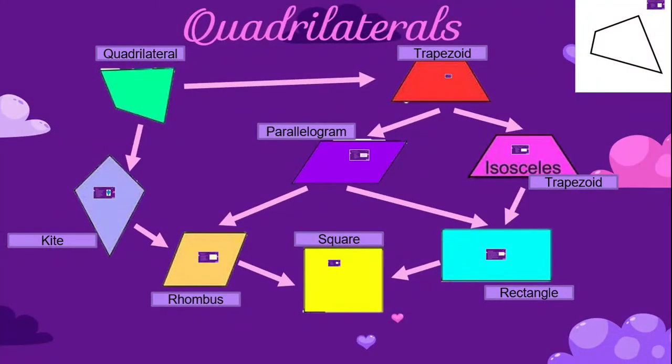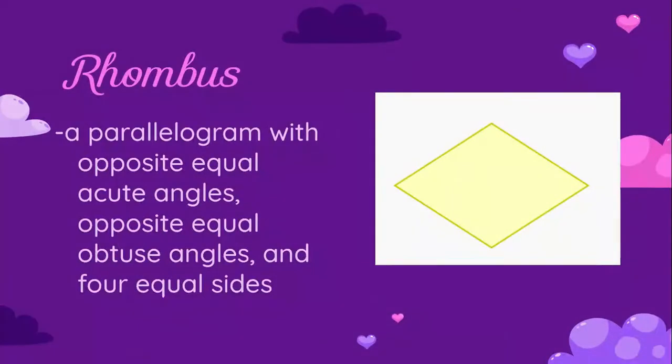We have the next kind of kite and parallelogram, which is the rhombus. So what is a rhombus? It is a parallelogram and a kite with opposite equal acute angles, opposite equal obtuse angles, and four equal sides. Why is it called a parallelogram? Because the pairs of opposite sides are parallel. And why is it considered a kite? Because two pairs of adjacent sides are congruent, right? Because it has four equal sides.